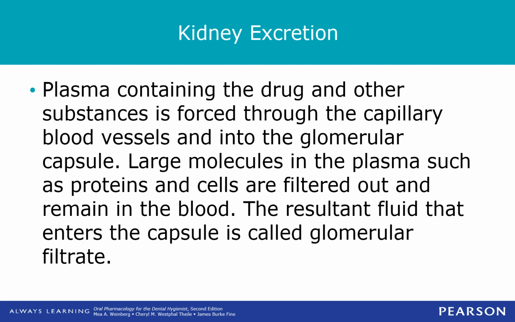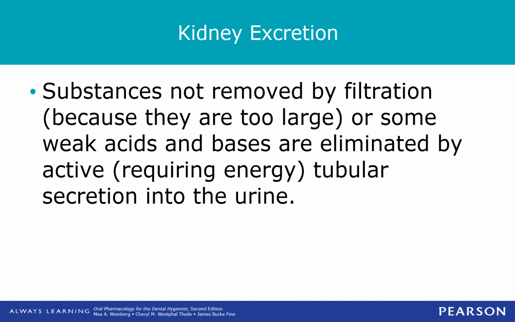Kidney excretion. Plasma containing the drug and other substances is forced through capillary blood vessels and into the glomerular capsule. Large molecules in the plasma, such as proteins and cells, are filtered out and remain in the blood. The resultant fluid that enters the capsule is called glomerular filtrate. Substances not removed by filtration because they're too large, or some weak acids and bases, are eliminated by active tubular secretion into the urine.